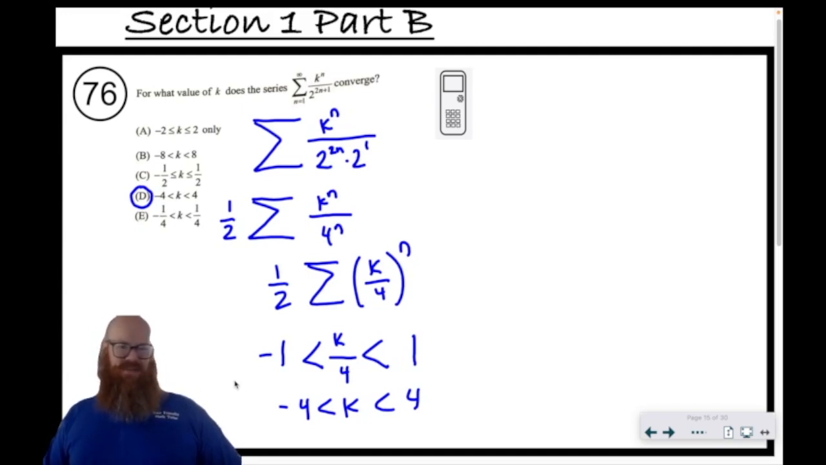Its endpoints give you diverging series, and that's already known ahead of time. So you don't ever have to test the endpoints for a geometric series. That's just to help you maybe in another problem. But in this one it doesn't really matter, because clearly D is the only one that works.